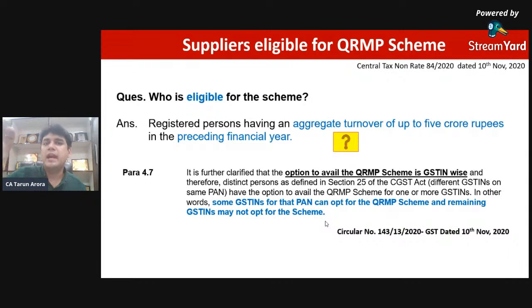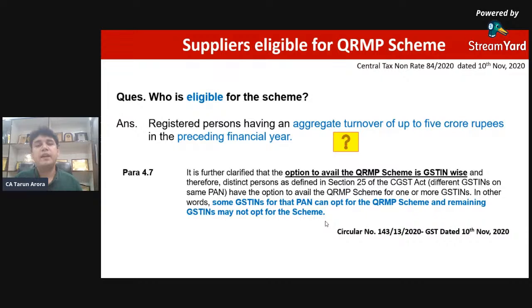तो उसने बोला कि जो हेड ऑफिस के लिए, उसके लिए we are opting for normal scheme, हम मंथली करेंगे. And for my branches जो सिर्फ क्रॉस चार्ज कर रही हैं अपने हेड ऑफिस को, उसके लिए हम QRMP स्कीम कर लेंगे. That can be done. That is, if you are eligible for QRMP scheme, then you can decide which GSTN you will opt for QRMP and for which you will go for normal registration.